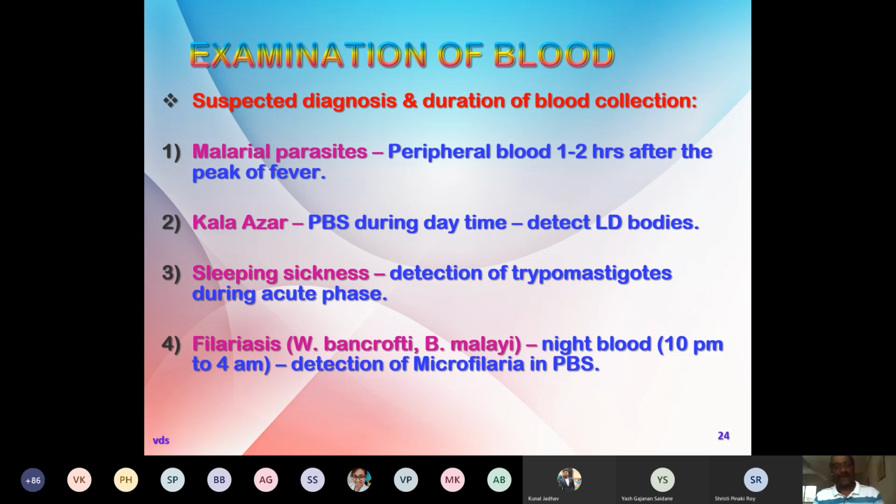In filariasis, Wuchereria bancrofti and Brugia malayi usually have a nocturnal periodicity. When you collect the blood specimen from 10 p.m. to 4 a.m., they are seen in the peripheral blood. During daytime, you may not be able to detect the presence of these parasites, the microfilaria, in the peripheral blood. Okay?